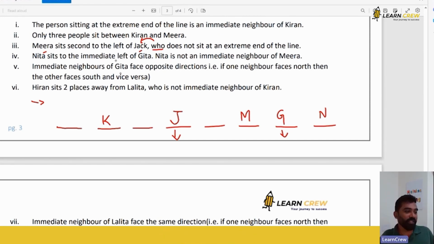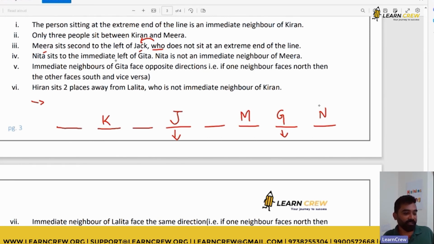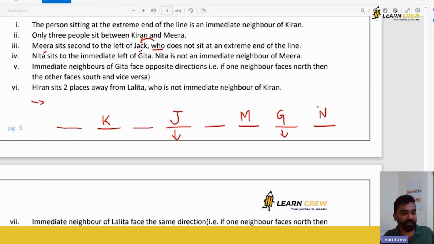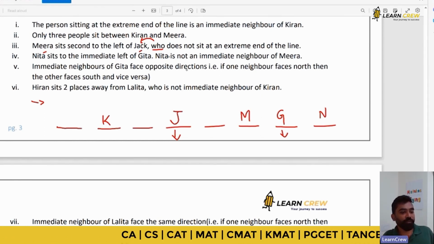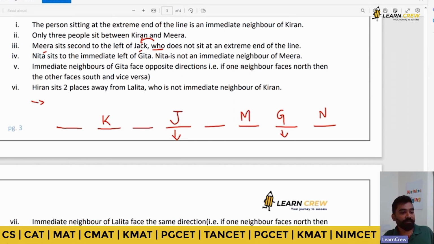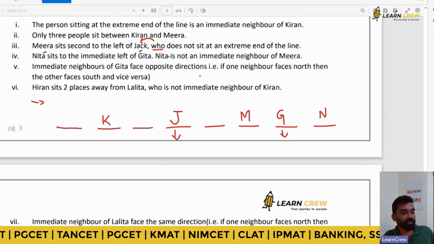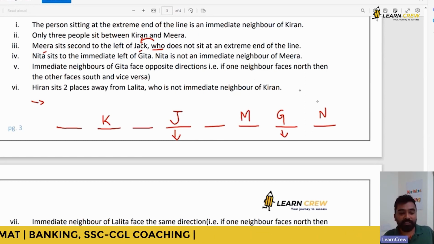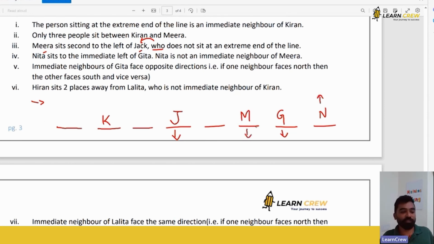So now we need to understand what is the direction of Neeta or Meera in order to identify this. Now, how do I tell that immediate neighbors of Geeta face opposite direction? If one neighbor faces north, the other faces south. So now let us assume that Neeta is going to face north and Meera is going to face south. Opposite direction. Let us assume that, and keep it here.